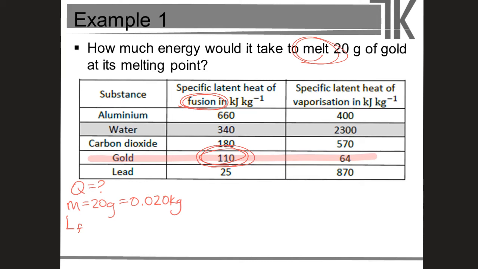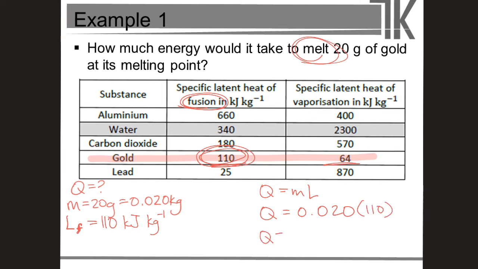Your exam may try to trick you by giving you both the number for fusion and the number for vaporization. That has happened before. So I'm savvy to that trick. I've written my little F. I know that it's fusion that I want. 110 kilojoules per kilogram. And then I write out my equation, Q equals ml, and plug my numbers in, 0.020 and 110, and I get an answer of 2.2.